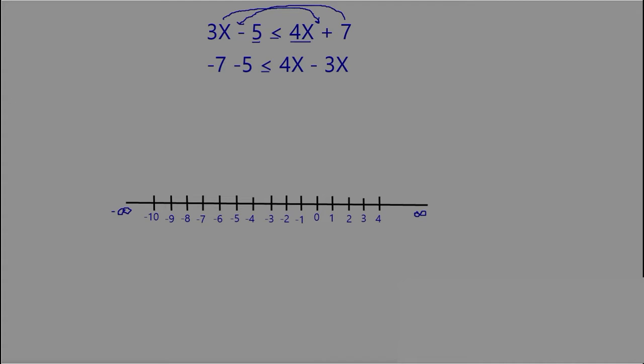-7 and 5 gives -2. 4x minus 3x leaves 1x. Remember, when we have a negative value on the left, we want to switch place with a value on the right and change the sign to its opposite sign.